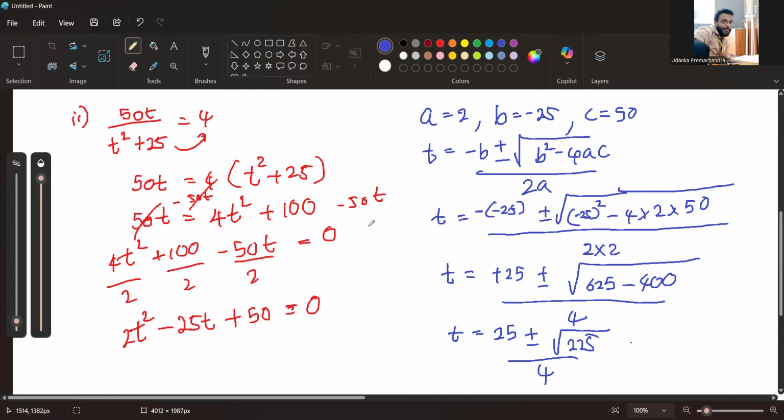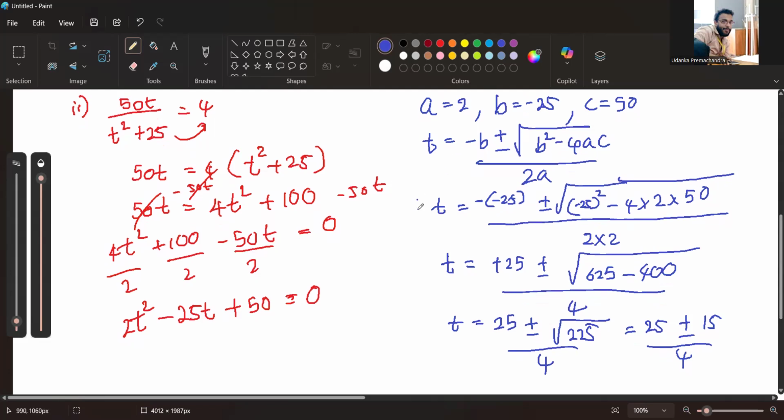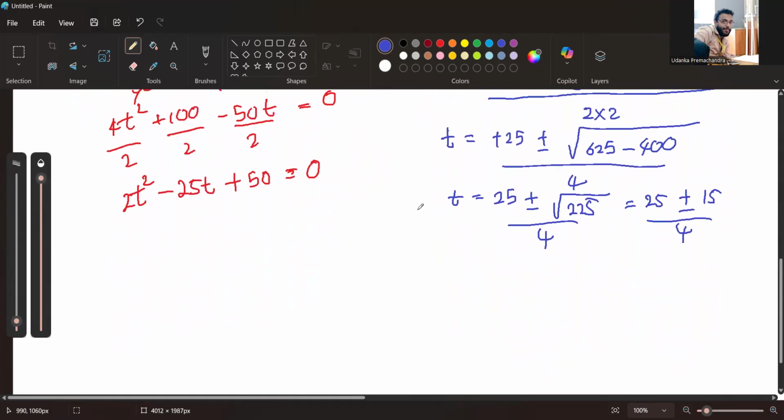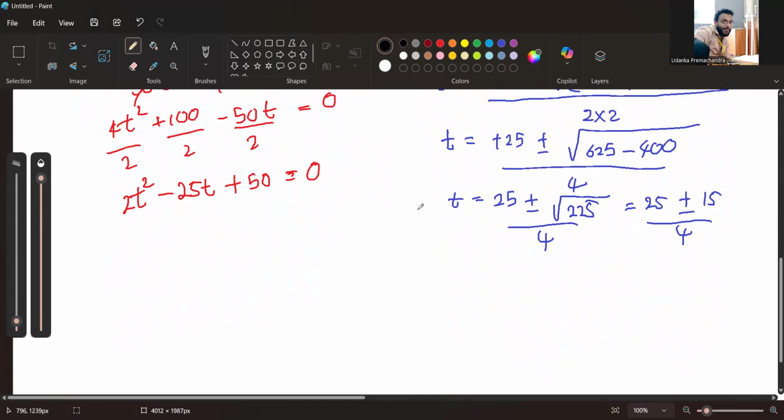The square root of 225 is 15, a good answer there. 25 plus or minus 15 over 4. So you can consider the plus answer for one and the minus answer for the other. If you consider the plus value, t equals 25 plus 15 over 4. 25 plus 15 is 40, 40 over 4 is 10. It's 10 hours.